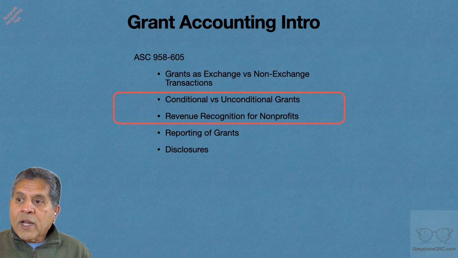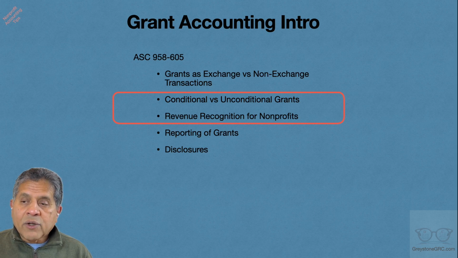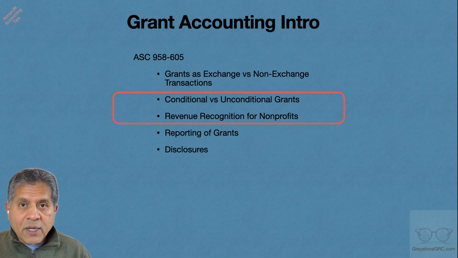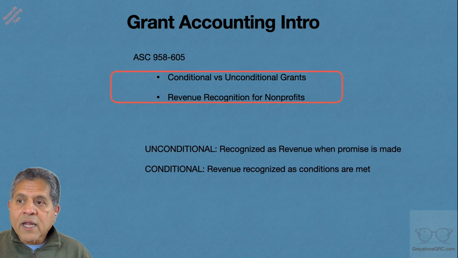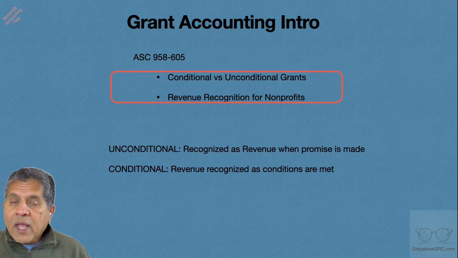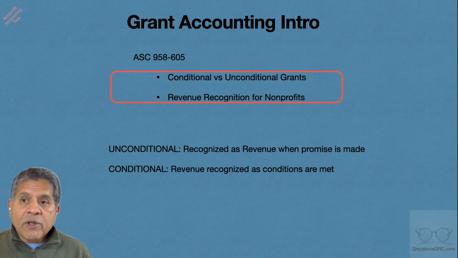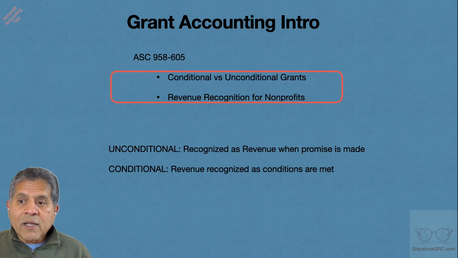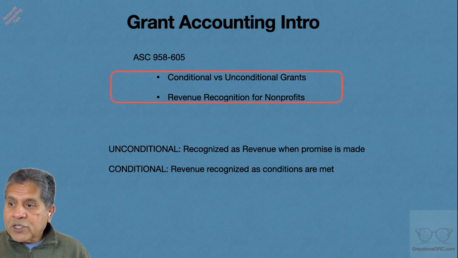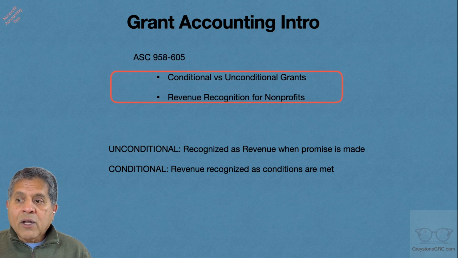Now, researching grants as exchange versus non-exchange can be interesting. You can read the ASU 2018, and then reporting of grants and disclosures are a different subject, and they're much simpler and straightforward to understand. So let's look at ASC 958 and look at the differences. As we said earlier, if a grant is unconditional, revenue is recognized when the promise is made. That means that when you receive an award letter for an unconditional grant, even though you haven't received the money, that revenue is recognized immediately. In contrast, if it's conditional, even if you've received the money, no revenue is recognized until the conditions are met.